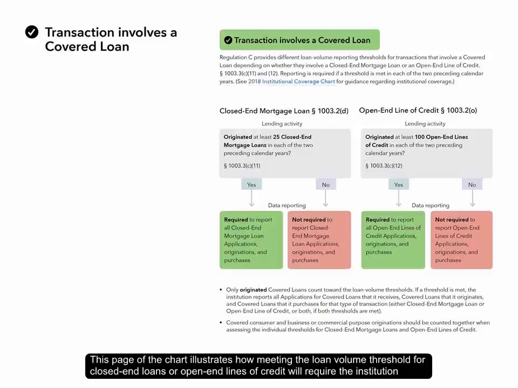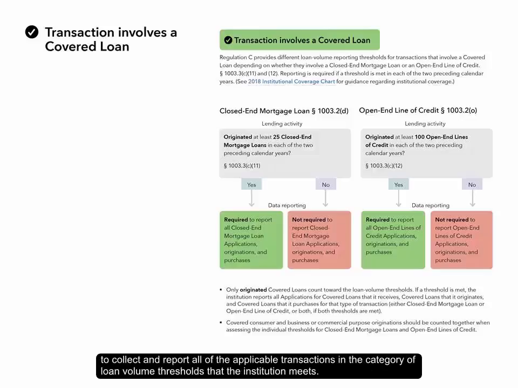This page of the chart illustrates how meeting the loan volume threshold for closed-end loans or open-end lines of credit will require the institution to collect and report all of the applicable transactions in the category of loan volume thresholds that the institution meets. However, an institution may not be required to report data on closed-end loans or open-end lines of credit if it did not originate the minimum threshold in each of the 2 preceding calendar years.